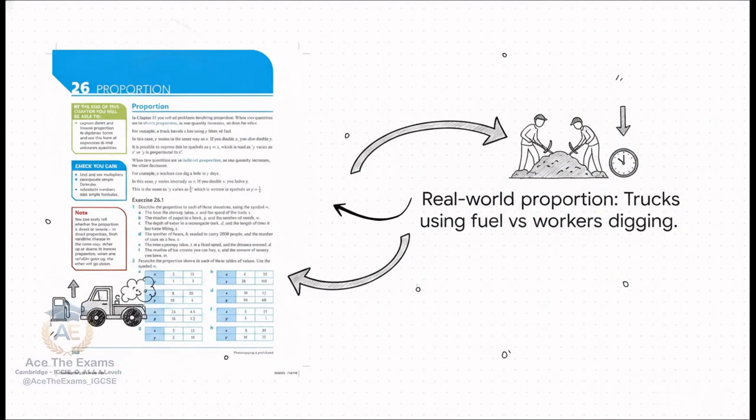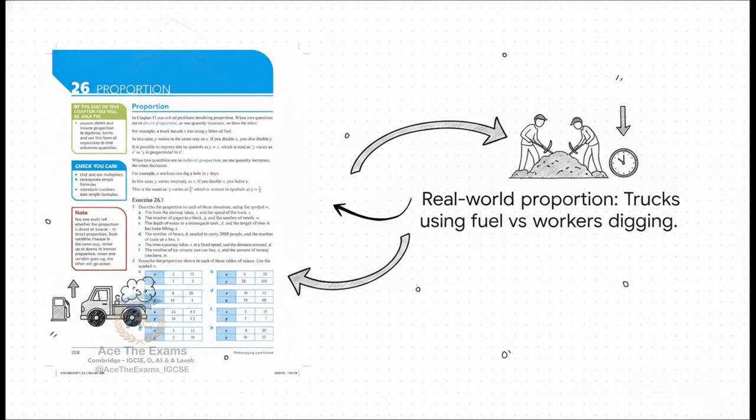Let's ground this with a practical example from our source material. Imagine a truck traveling a certain distance. Let's just call that X, and it uses Y liters of fuel. If you double the distance that truck travels, you are obviously going to double the amount of fuel it burns, right? They both go up. That's direct proportion for you.